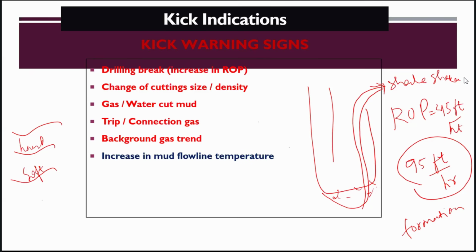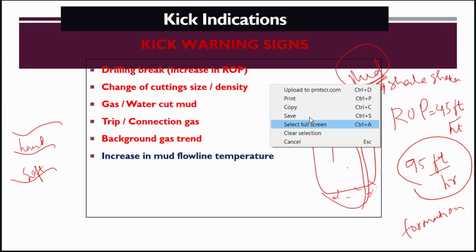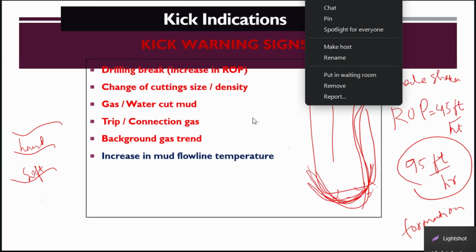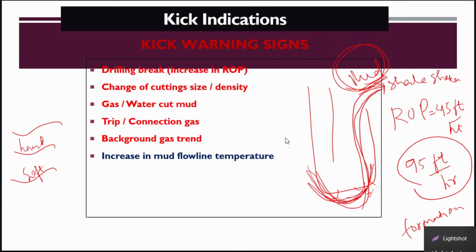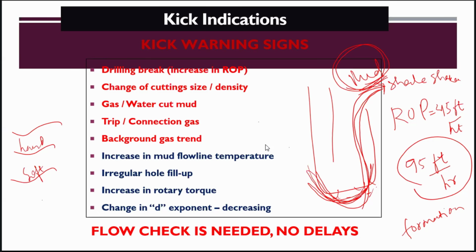The mud returning from the well has come in touch with the formation down here, so it carries all the information about the formation. It is very important to check all the properties of this returning mud. Or if you see any change in the flow line temperature, then also you have to stop and flow check. So a flow check is needed. No delays in flow check. Don't think twice. Stop the pumps and check if your well is flowing or not.